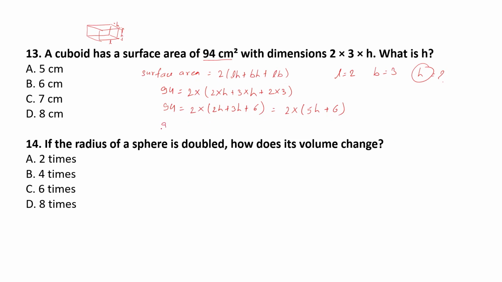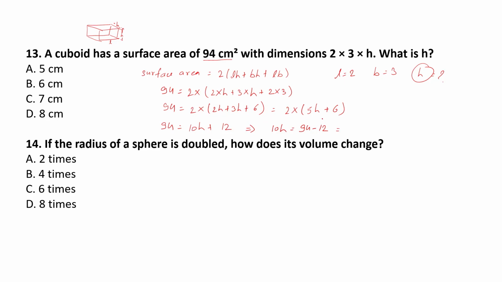So 94 is equal to, just do the multiplication. 2 into 5 is 10H plus 2 into 6 is 12. So this will give you 10H is equal to 94 minus 12. You have to take this 12 on that side and it will get subtracted, right? Let me just check this calculation. L into H, B into H, L into B is 6. Oh, it is 12. Yeah, it is correct. 3 and 2 is 5, 10.